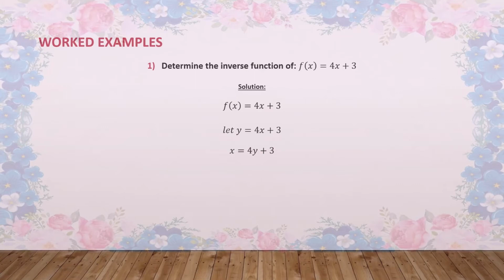Step 2, you're going to interchange variables. When you interchange variables, this means wherever you see y, you replace with x, and wherever you see x, you replace with y. So you end up with x equals 4y plus 3. Now you're going to isolate the y term by itself, meaning you're going to make y the subject of the formula. So you get x minus 3 is equal to 4y. Therefore, y is equal to x minus 3 over 4. So here's your step 3.